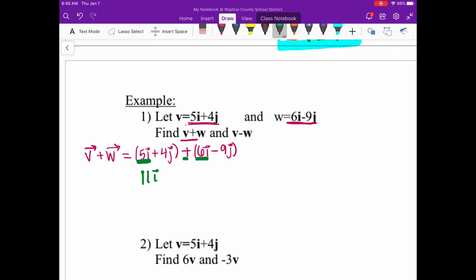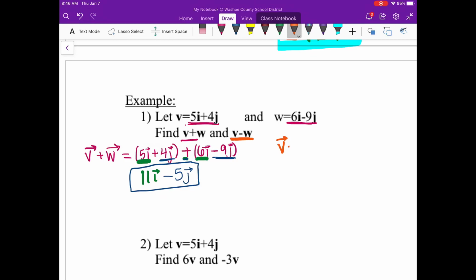So I have 5i plus 6i is 11i, that's a vector. And I also have 4j, and then plus a negative 9j. So be careful there with your negatives, right? 4 and negative 9 is going to give me a negative 5j. And that's my answer. I just have to combine the like terms, simplifying these two together.